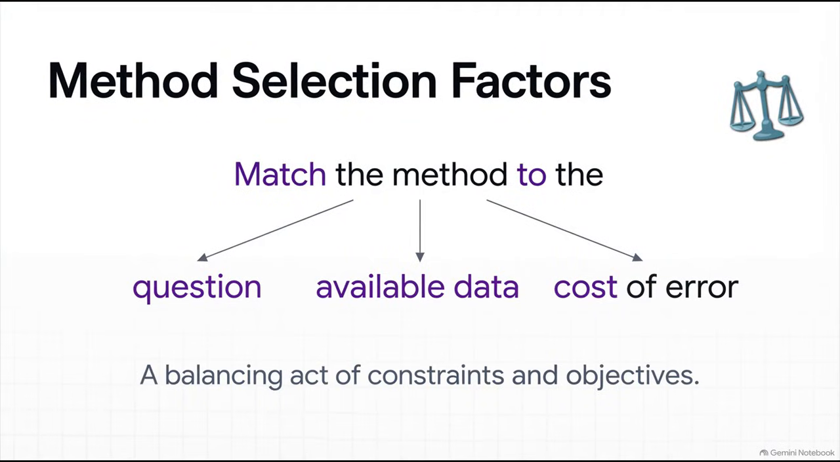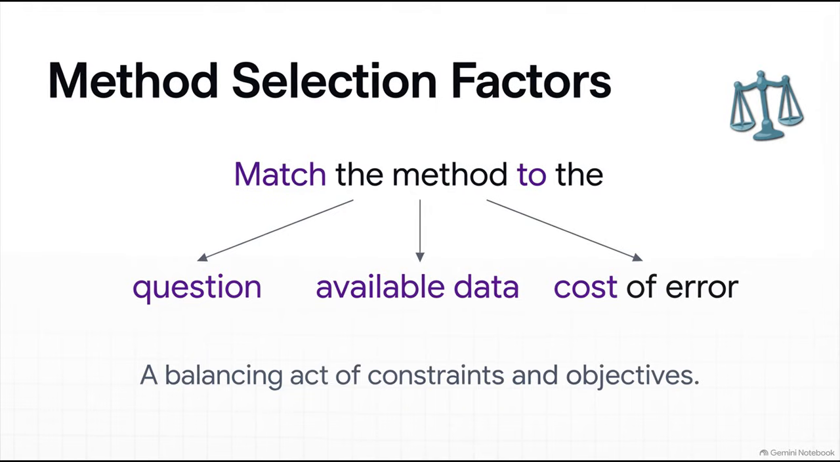So why does all this matter? Because it proves exactly why you need a rigorous data quality plan before you ever start modeling. A highly useful decision rule to keep in your back pocket is this. Match your method to the question, the available data, and the cost of error. You should never, ever choose an analytical technique just because it's popular right now or technically sophisticated.